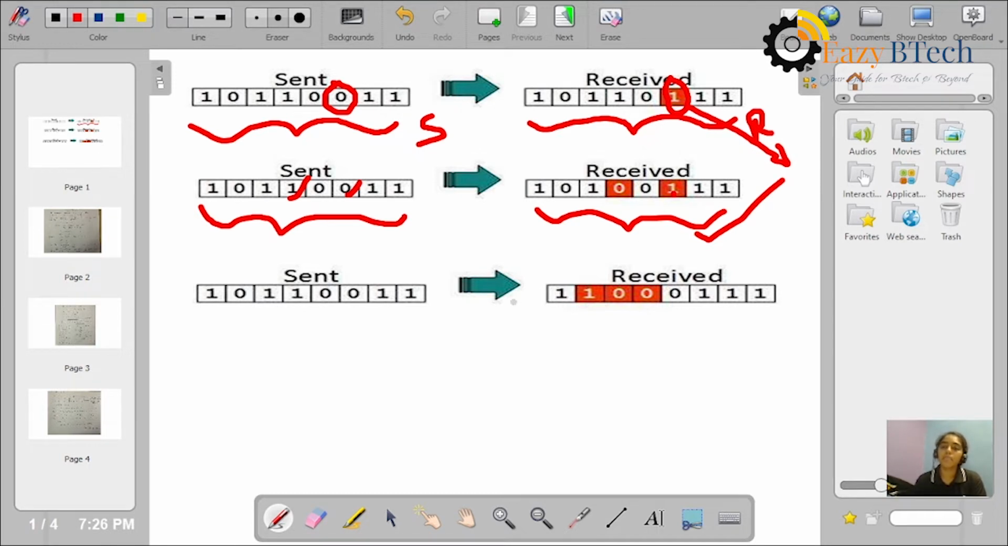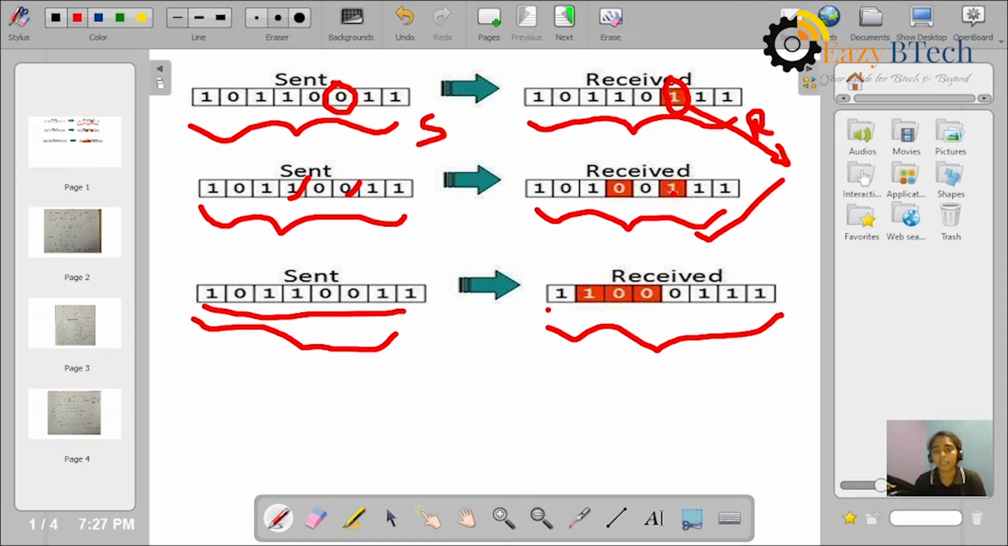Burst error. Burst error means the complete data will be changed. Observe the sender side data and the receiver side data. The data is completely changed. See this? The data is completely changed.